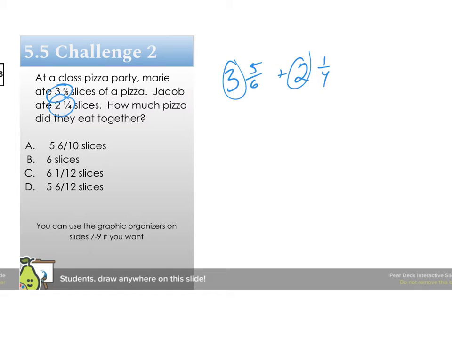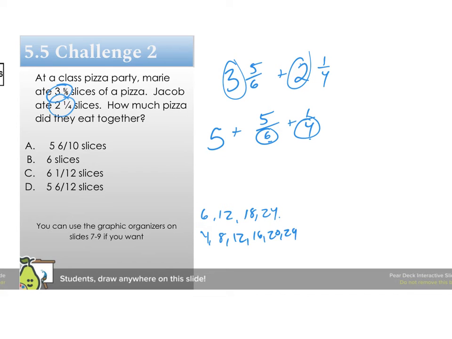Now I can add the whole numbers. So I've got 5, and then I'm left with 5/6 plus 1/4. Now these numbers are different. If I want to find a common denominator between these two: 6 can be 6, 12, 18, 24. 4 can be 4, 8, 12, 16, 20, 24. If you just multiply 6 times 4, you get 24, but 12 might actually be a little bit easier.